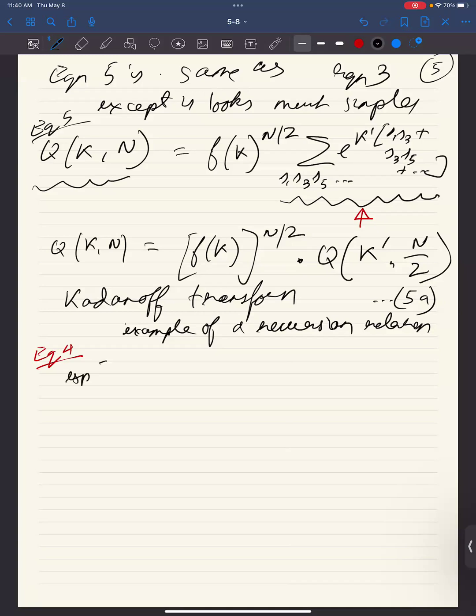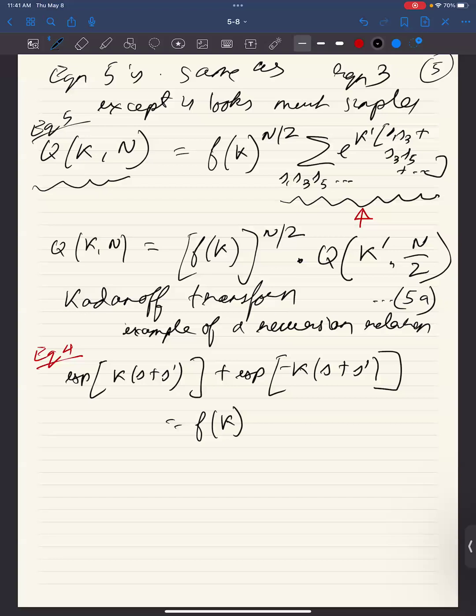exp of k(s plus s prime) plus exp of minus k(s plus s prime) is equal to f of k times e to the power k prime s times s prime, for all s, s prime equal to plus or minus 1. So this is one equation which has to be true for 4 possible combinations of s and s prime values. How many equations in total?